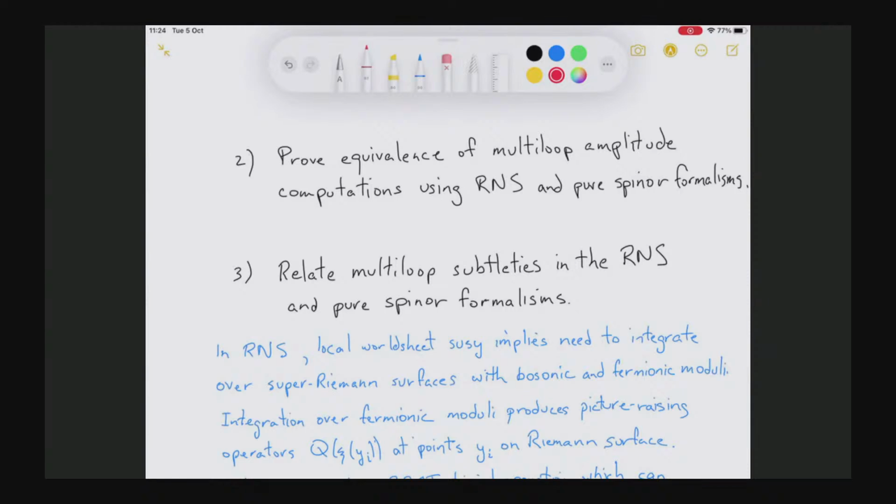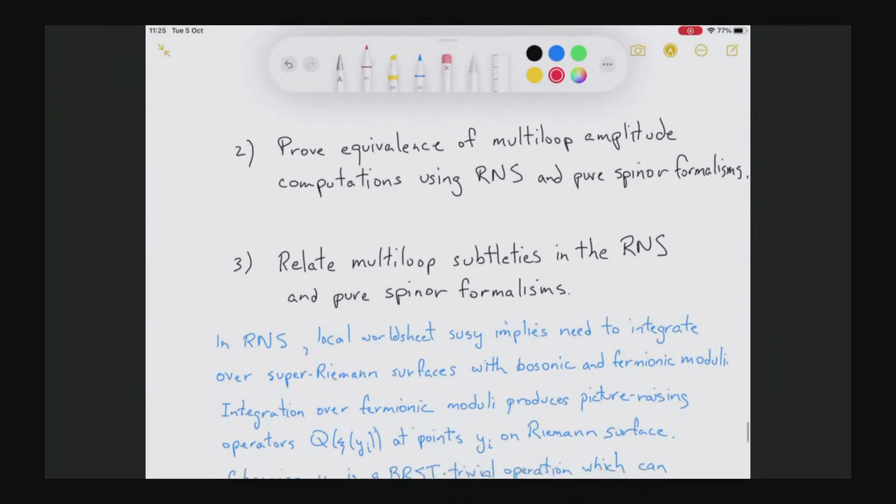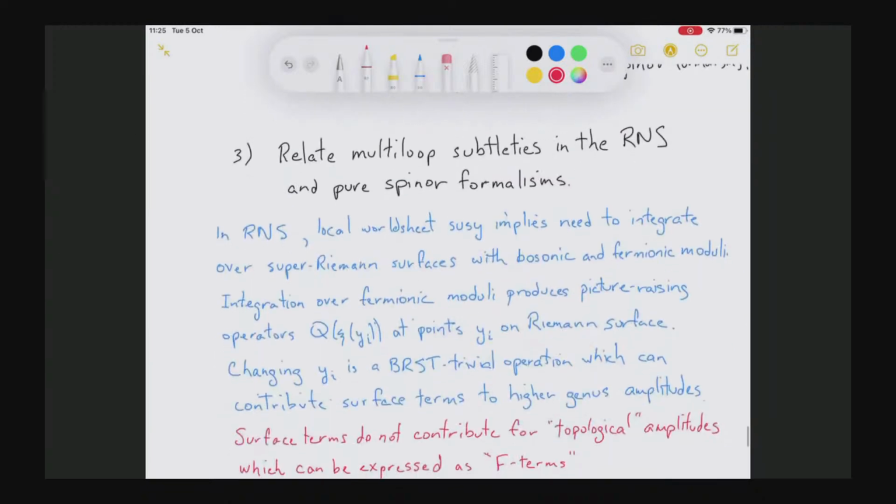What about at loop level? As I mentioned, the vertex operators are very similar, but the objects that come in when you're doing higher genus computations look different. But of course, this formalism, if it's correct, should also be useful for showing the multi-loop equivalence. And there we see that there are different subtleties in the RNS formalism.